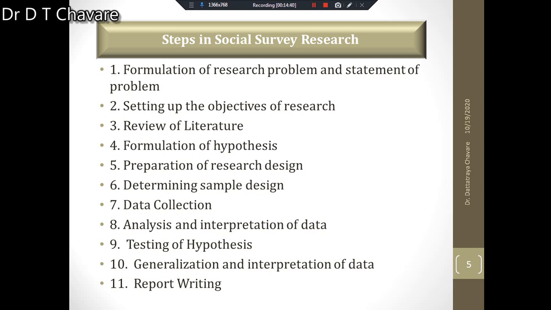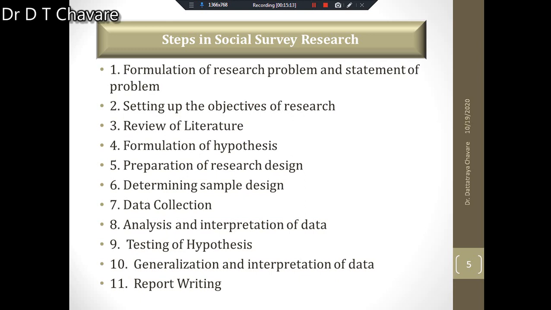Then data collection. How can you collect the data? Which method can you use for collection of the data? There are different types of methods, and from those methods you can decide the convenient method of data collection. Then after collection of the data, you have to analyze and interpret the data collected by you. It means the collected data you should analyze and you should interpret.